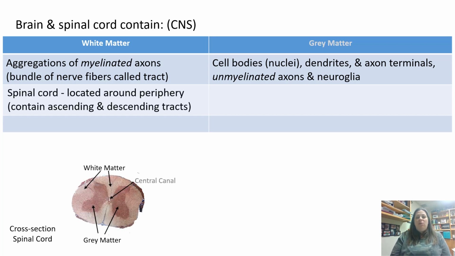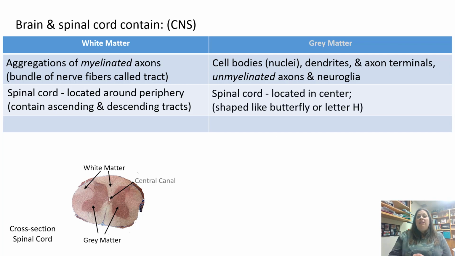If we look at the spinal cord, we see that the white matter is going to be located around the periphery, and it's going to contain the ascending tracts that are going to go up to the brain and the descending tracts that are going to come down from the brain. In the spinal cord as well, the gray matter is going to be located in the center, and it's going to have this butterfly or H shape that we see here in this picture.